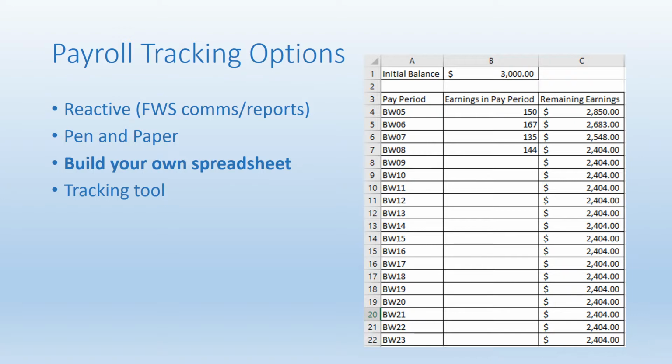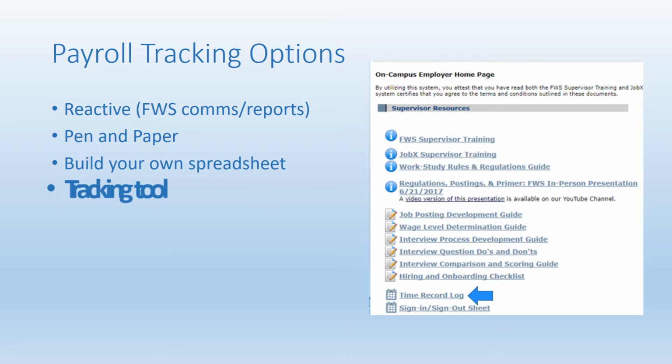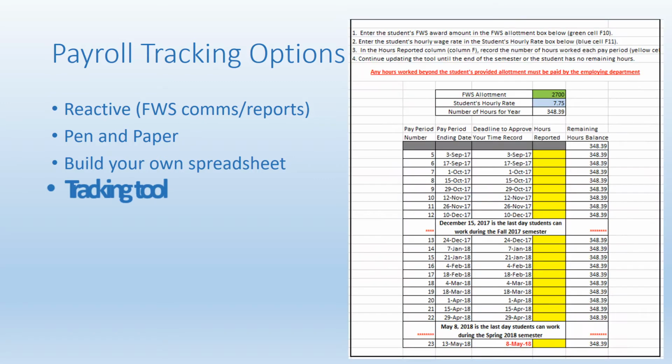Now, also an excellent option. We realize that some supervisors in the program aren't especially adept or interested in creating their own workbooks, so we have created a tracking tool, our time record log. If you log into the supervisor resources page, look on the left hand column, look down at the bottom, you'll find it. And that tool looks a little something like this when you open up the Excel workbook.